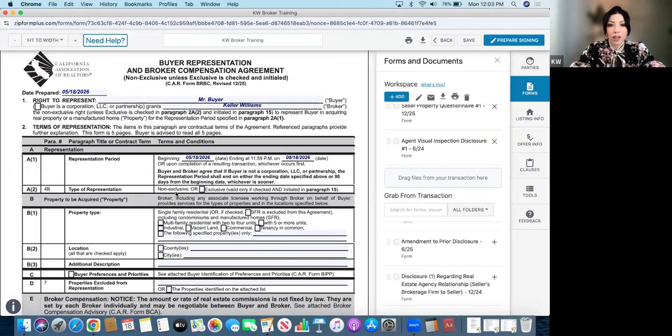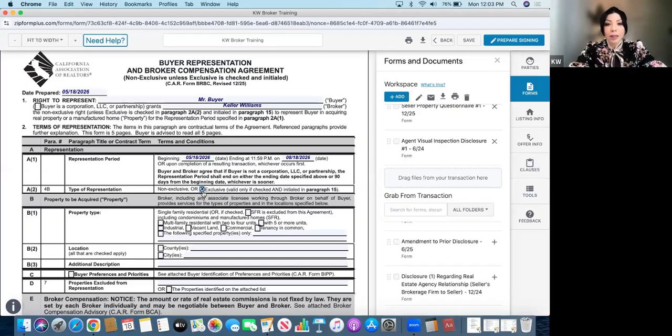Type of representation. If it's non-exclusive, that means this buyer is also working with other agents. If you find them a property, then great, you are entitled to the compensation. However, they can also work with additional agents and have multiple non-exclusive representation agreements. If there's a particular neighborhood they're looking in with this particular agent, they might want you for a non-exclusive.